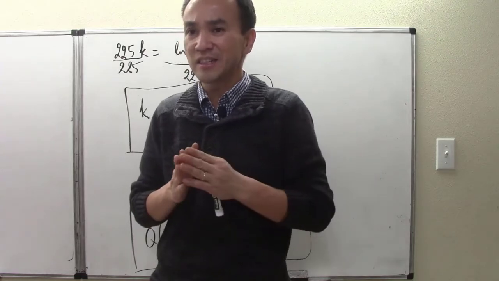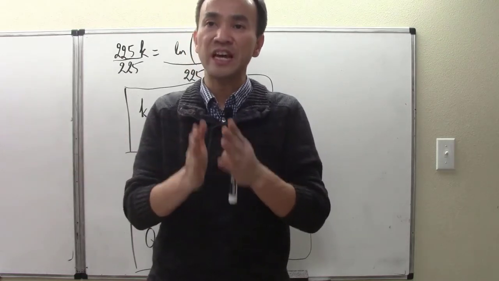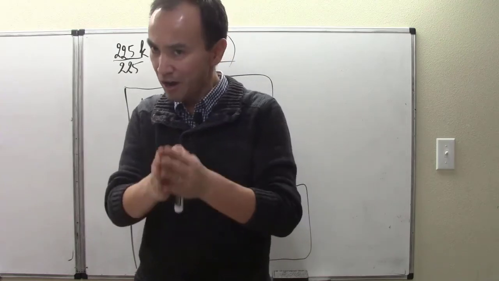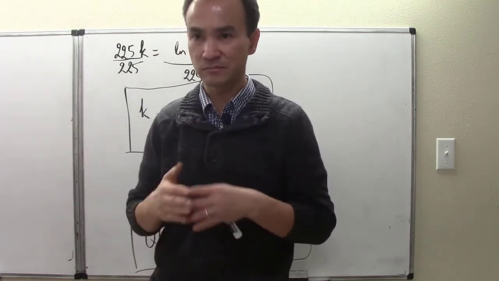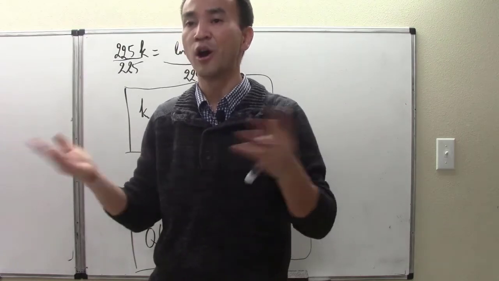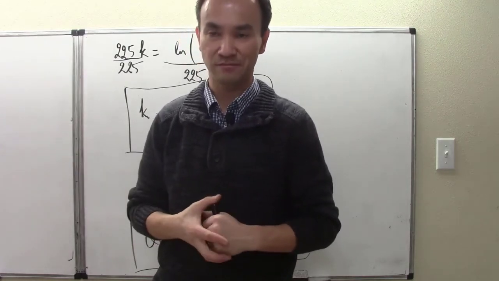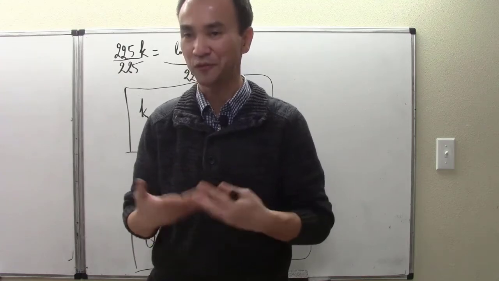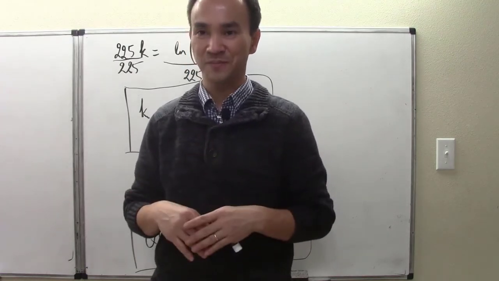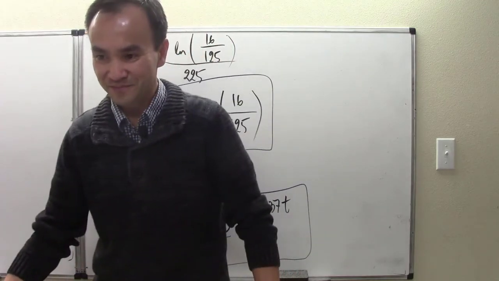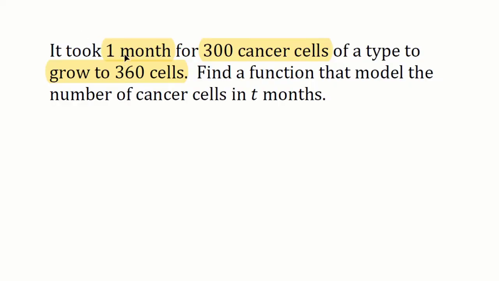So in the end, it's still unclear whether we are given a periodic rate or a relative continuous rate in this problem. R or K are all unknown for us right now. There will be clues for us to find out, but at this point the rates are completely unknown. That's everything we have: it took 1 month, so there's a time amount, a starting amount, and an ending amount.